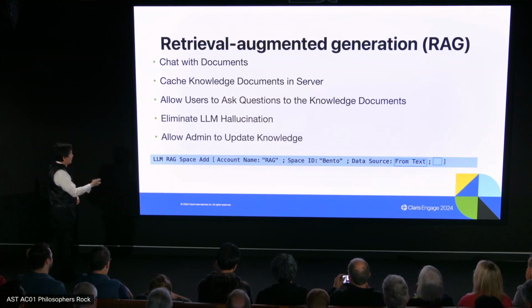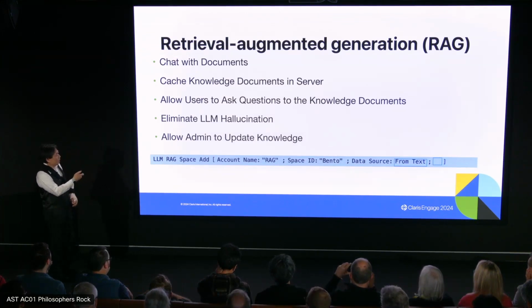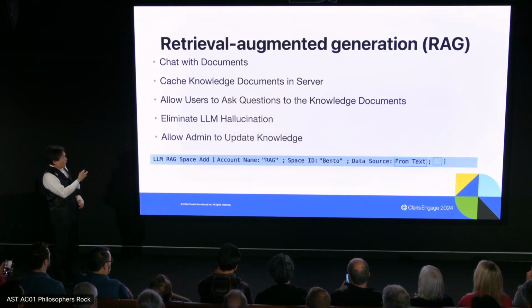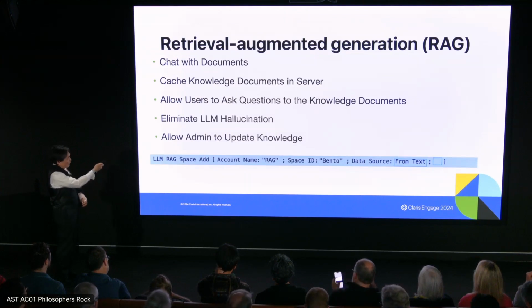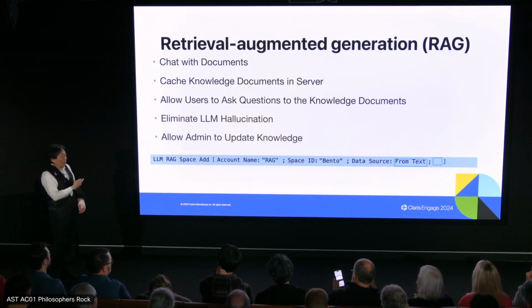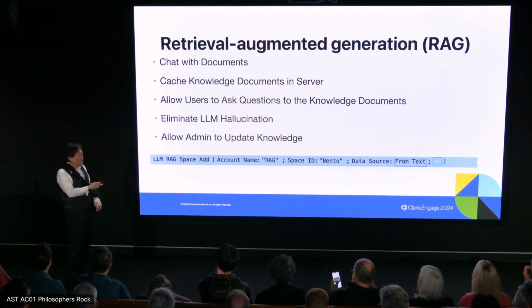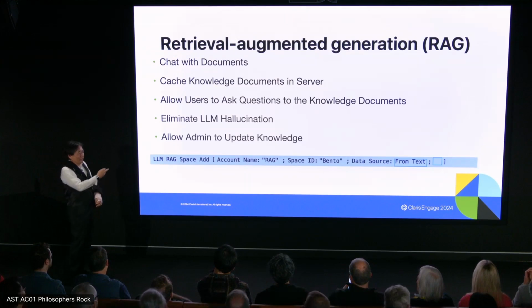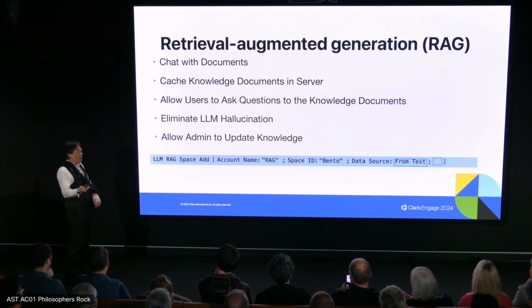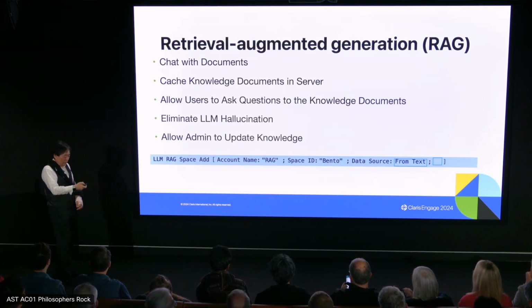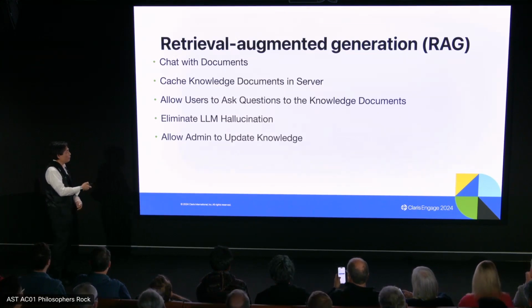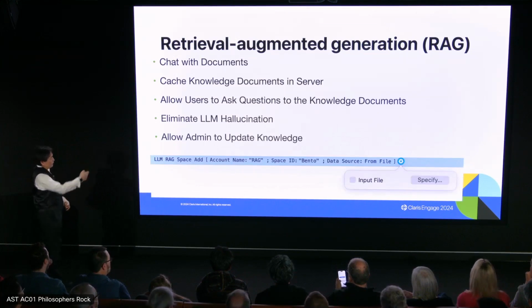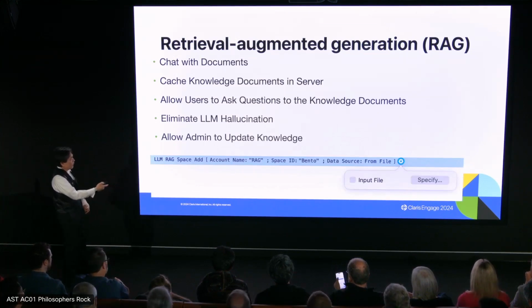So here is the script step, LLM RAG space add. Again, the first one is the account name, and because this is talking to my RAG server, not to GPT, I have an account RAG pointing to my localhost, and the space ID I set to Bento knowledge. We used to have a product called Bento, and you're probably familiar with it. The data source you can specify from the text directly or from a PDF file. Right now, at this moment, we only support PDF. Okay, so here is the standard script step, the file dialog.